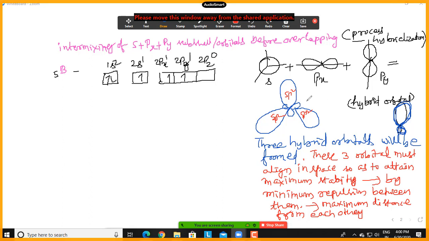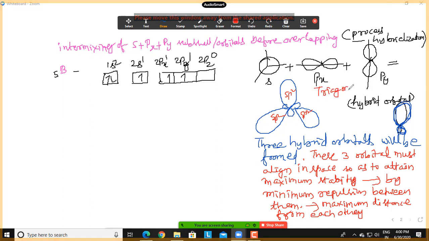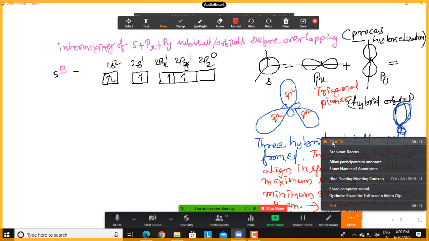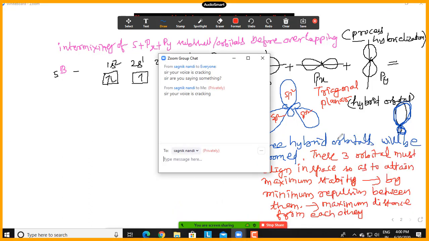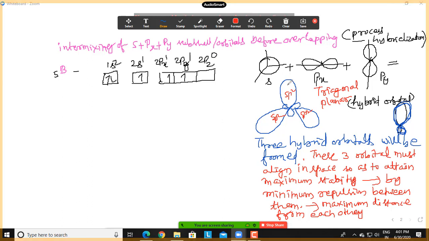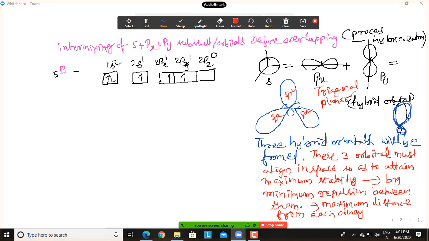So they will occupy a geometry, and this geometry is called trigonal planar geometry. So these sp2 hybrid orbitals are formed, that is true, but they will align themselves in space so as to attain maximum stability. That is possible by having a trigonal planar geometry.